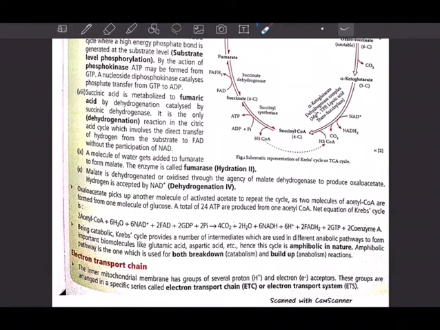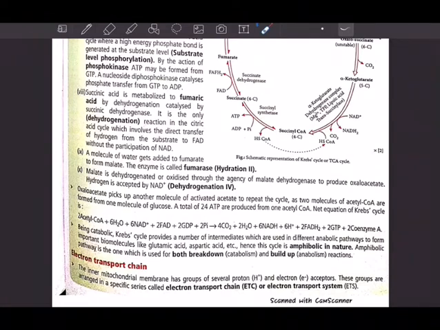So malate is formed, and malate is dehydrogenated or oxidized through the agency of malate dehydrogenase to produce oxaloacetate. So we are back to the circle, oxaloacetate. And oxaloacetate picks up another molecule of activated acetate to repeat the cycle, as two molecules of acetyl-CoA are formed from one molecule of glucose.